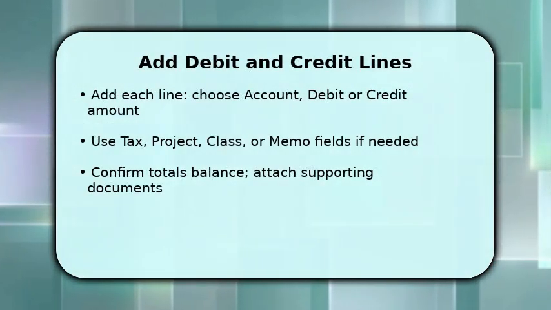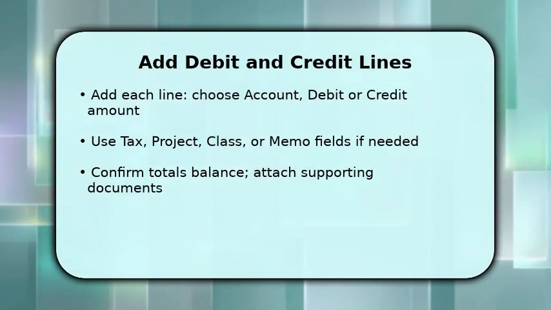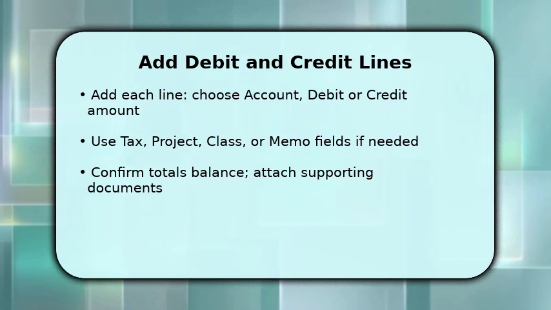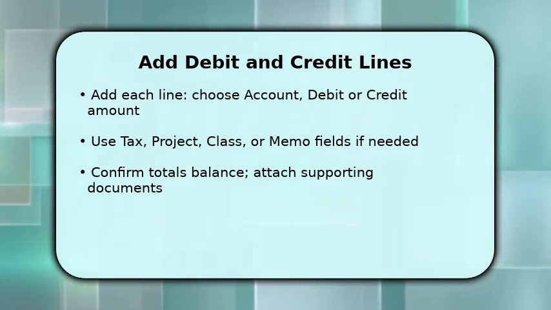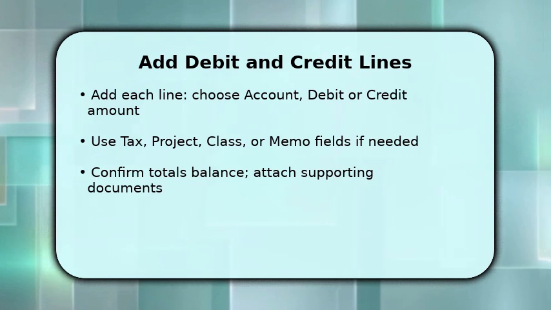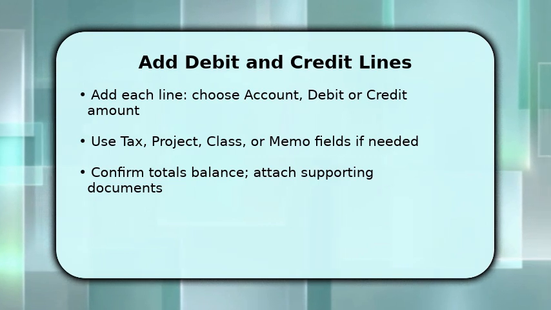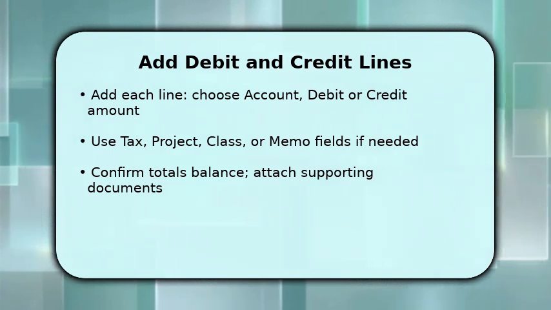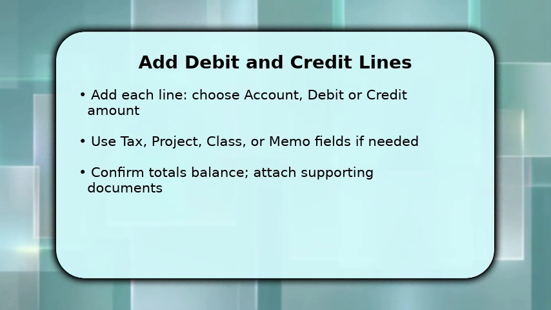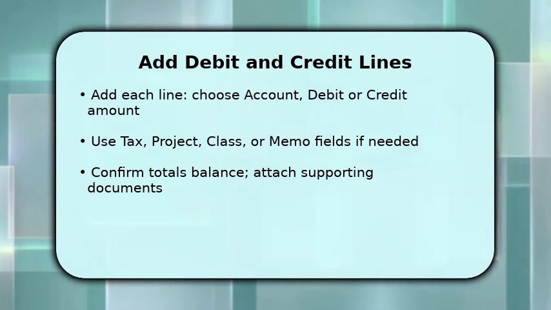Now you populate the lines. For each transaction, add an account, choose debit or credit, and enter the exact amount. You do this because double entry requires totals to match. Use optional fields, tax, project, class, or memo, so future filters and reports are accurate. Attach receipts or invoices to each line when available for audit trails.